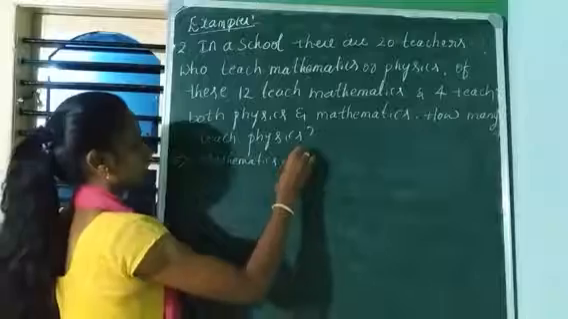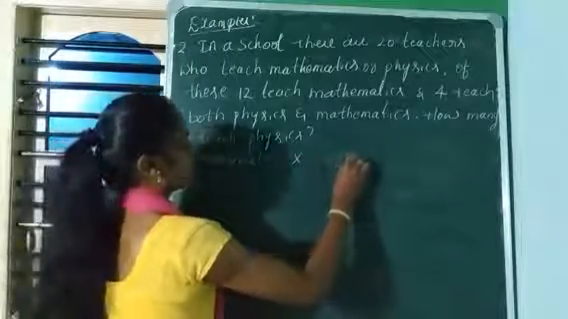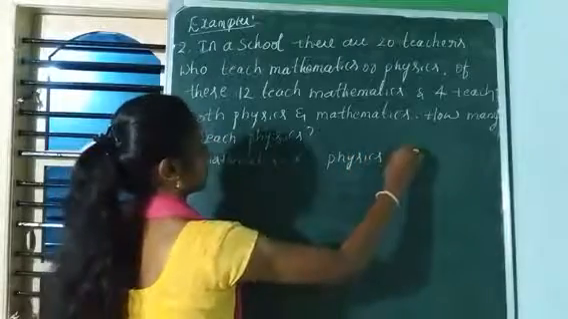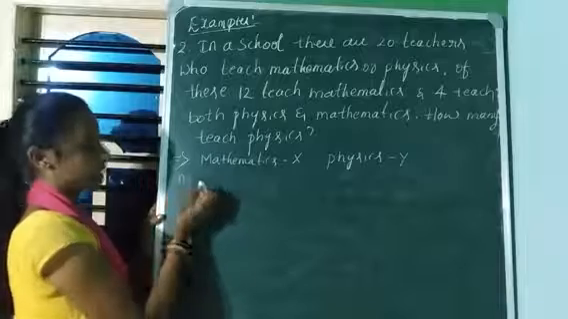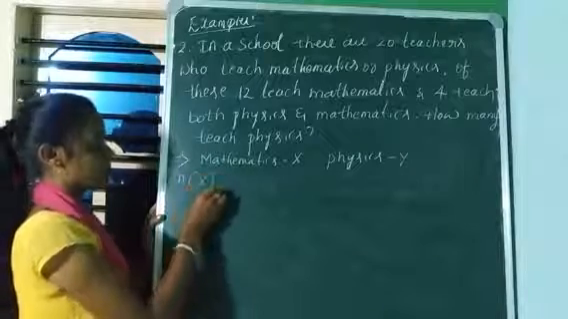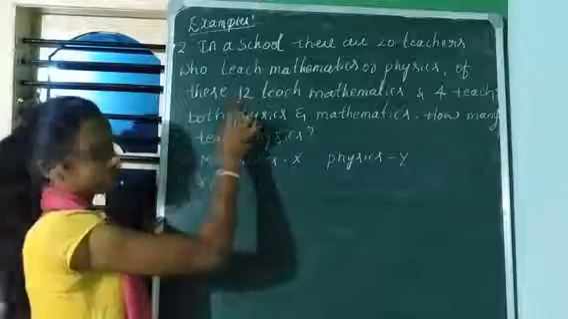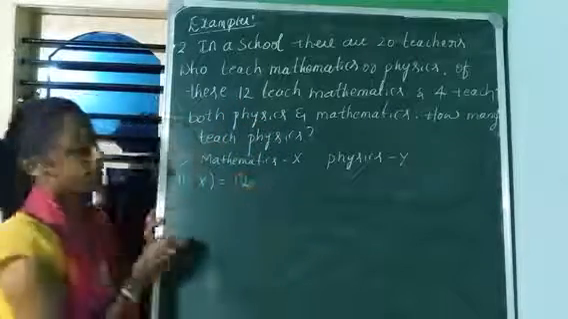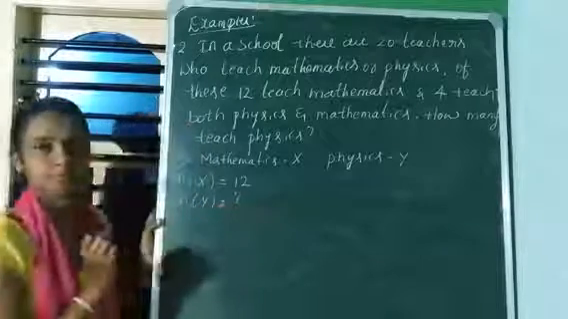Mathematics, you just take it as a set X. Then physics as a set Y. Now the number of teachers who will teach mathematics is nothing but n of X. N of X is how many teachers teach mathematics? There are 12. Next, how many teach physics? That we are going to find.